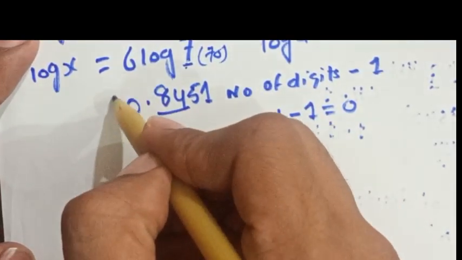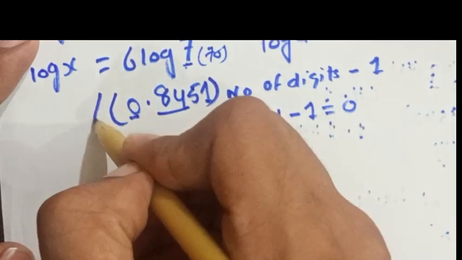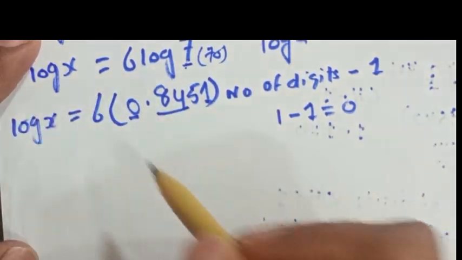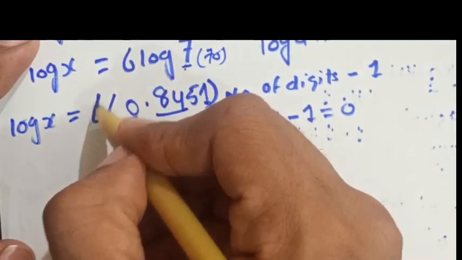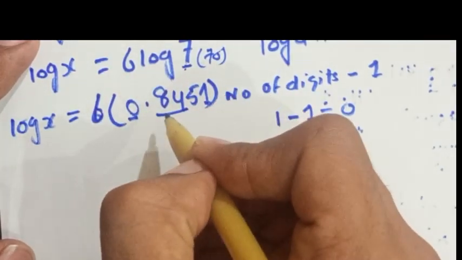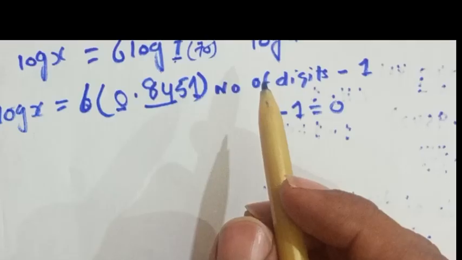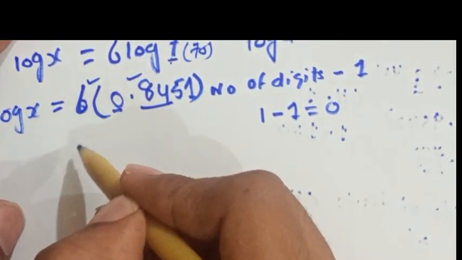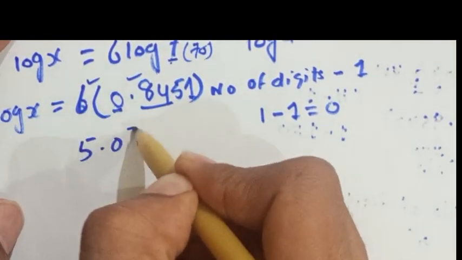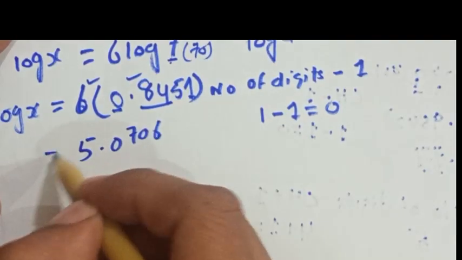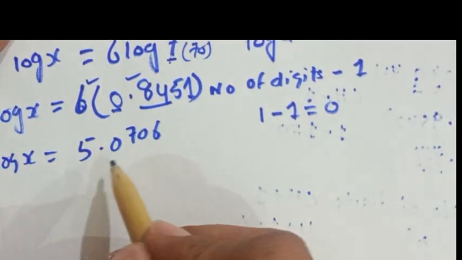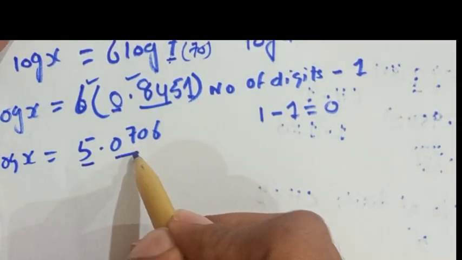This is my characteristic and this is my mantissa. So this will get multiplied by 6 is equal to log x. This 6 will get multiplied with this one. By multiplying these both, I will get 5.0706 equal to log x. This is my characteristic and this is my mantissa.